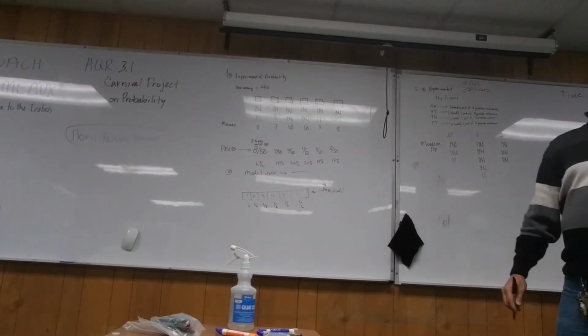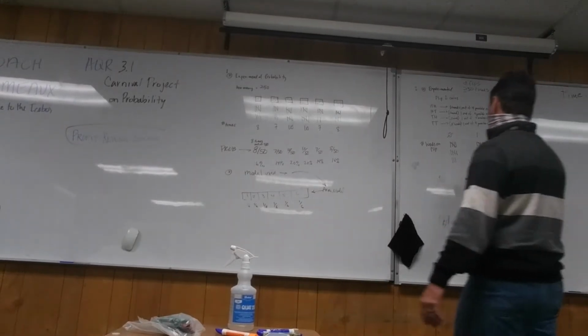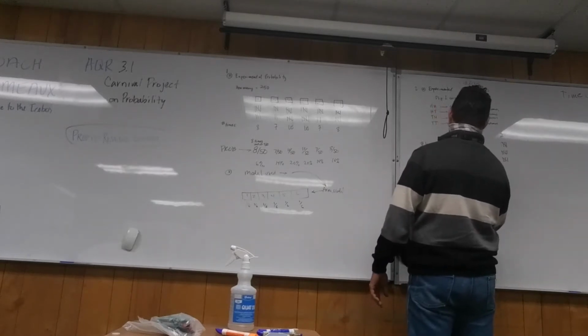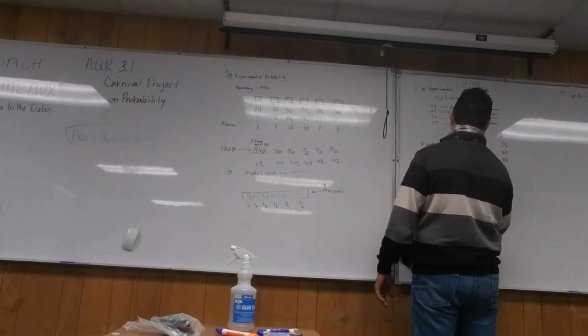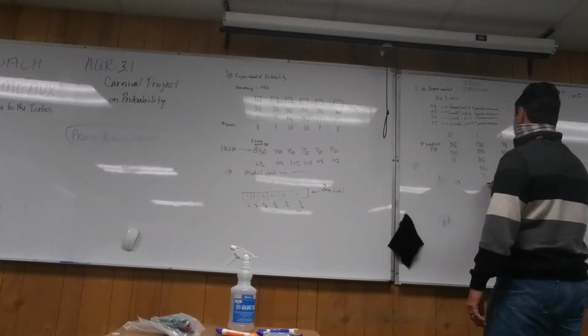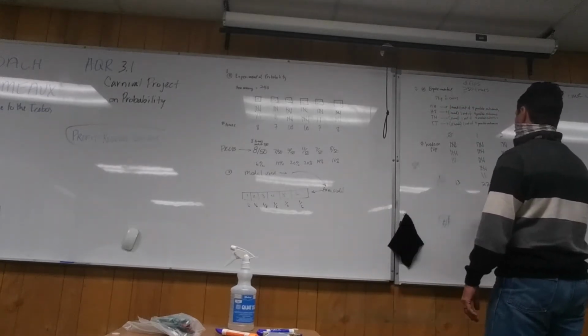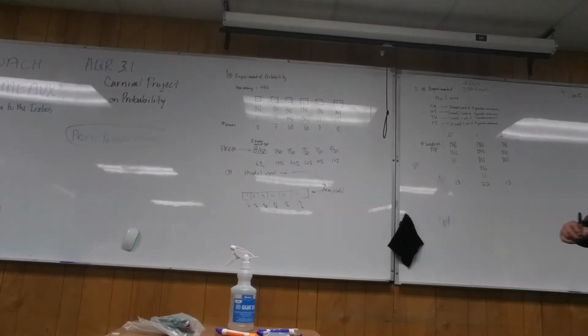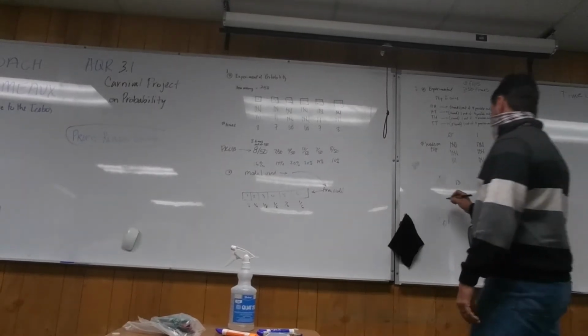Okay, so in our experiment, we find that out of the 50 rolls, number of heads on a flip, we got 13 that were no heads. We got 22 that was 1 head, and we got 15 that was 2 heads. So what is the experimental probability?